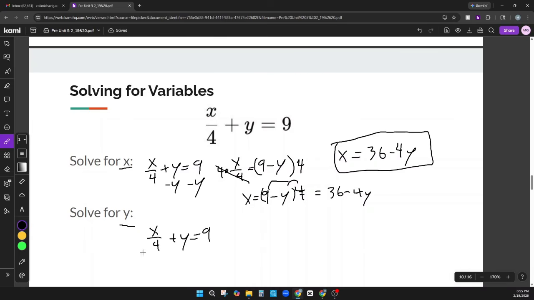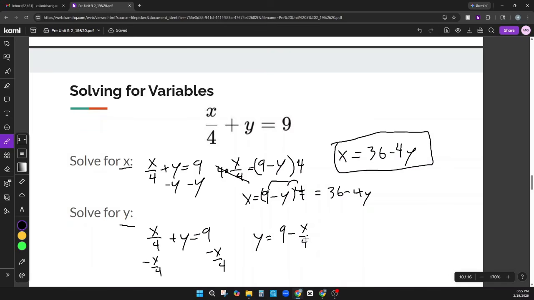In this case, I just want to get rid of the x value over here. There's nothing attached to y, so I only have one step. I can subtract this fraction in its entirety: minus x over 4, minus x over 4. And my y should be equal to 9 minus x over 4. It's as straightforward and simple as that.